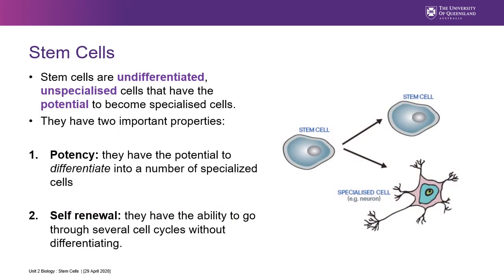Here's the really important part of the lesson. What are stem cells? Stem cells are undifferentiated, unspecialized cells that have the potential to become specialized cells. They have two important properties. The first is potency. They have the potential to differentiate into a number of specialized cells. The second is self-renewal. They have the ability to go through several cell cycles without differentiating in order to replenish themselves.